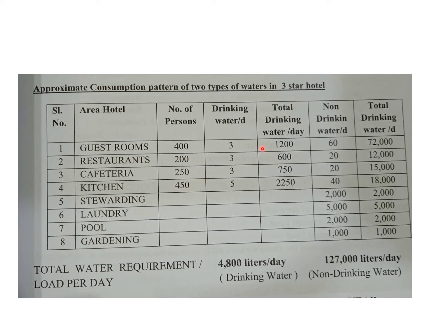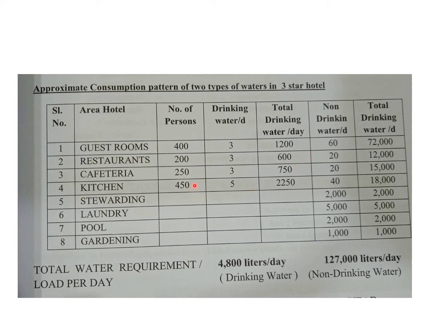And drinking water per day is given over here. With guest room, you're looking at 3 liters per day. Restaurant 3 liters per person. Cafeteria 3 liters. Kitchen 5 liters per person. And then you come to the drinking water load requirement per day. In guest rooms you have 400 into 3, which is about 1200 liters requirement of drinking water. Restaurant you have 200 into 3, 600 liters of drinking water. Cafeteria 250 into 3, 750 liters of drinking water.